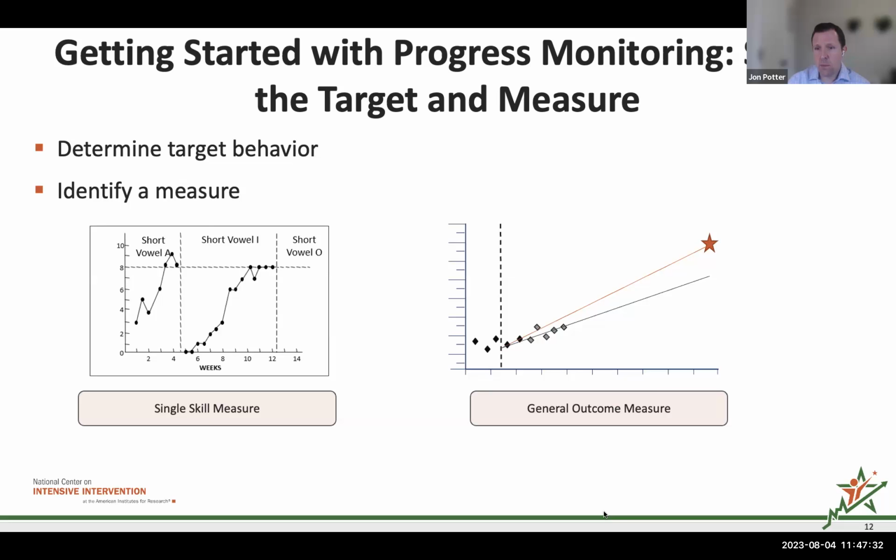So as they develop the A, the O sound, the I, the E, all those sounds, you would see that trajectory go up. For general outcome measures, the level of difficulty is held constant. So when you see growth, that means kids are gaining skills, not necessarily that the test is changing or measuring something easier. So when you see progress monitoring measured, mostly you're going to see that as general outcome measures or CBMs.